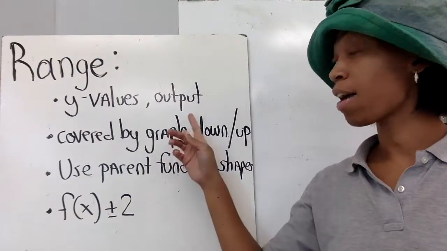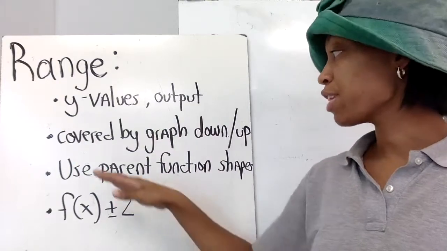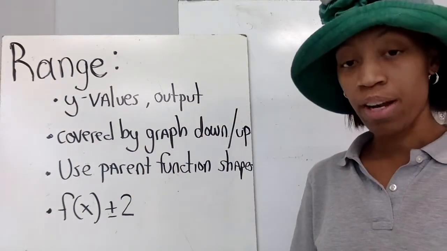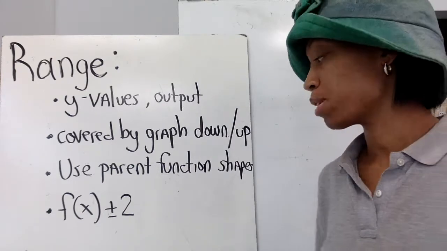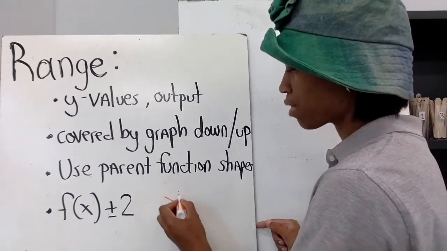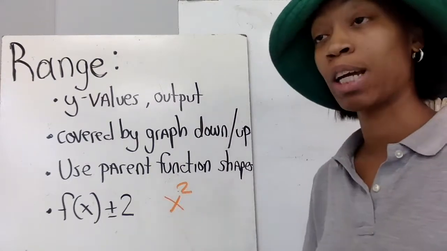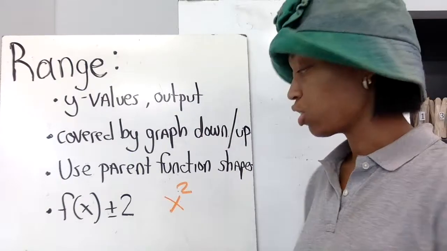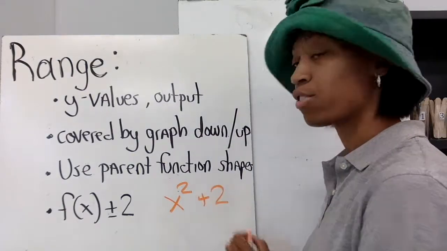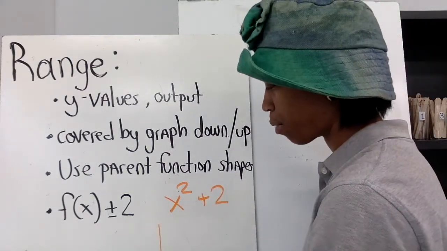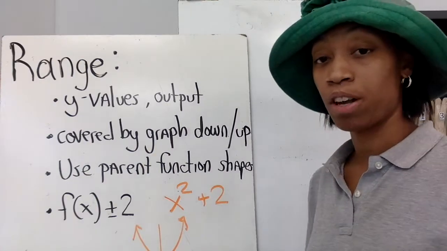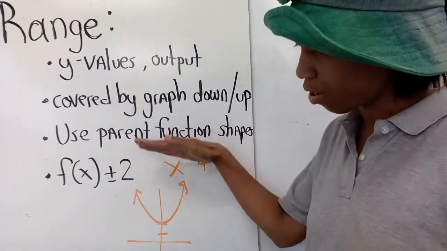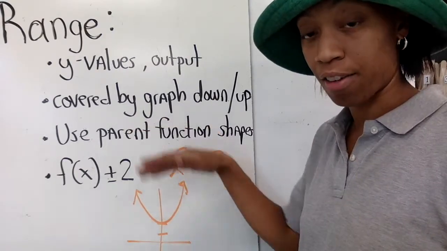The range are the y values, the output. These are the things that are covered by the graph going up and down. Sometimes when we're looking at range, it's good to keep the parent function shapes in mind. For instance, if I have x squared, I know that it's going to look like a parabola. Whatever the function is, whatever's outside of the function, if it has a +2 or a -2, that's going to move the graph up or down. See, here I moved it up 2, which changes the range of how low and how high the graph is going.